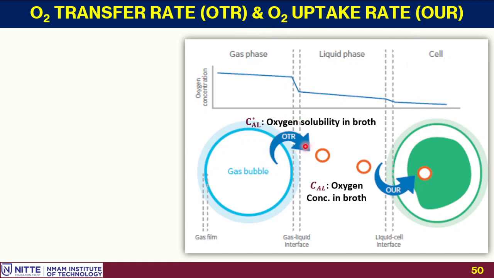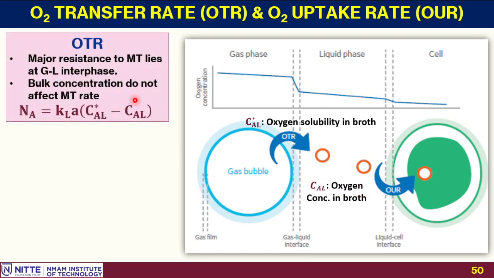Now let us relate OTR and OUR. OTR, from the mass transfer concept, that is the convective mass transfer concept, the major resistance to mass transfer lies over here. This is the point where KLA is the important mass transfer coefficient that we have to consider, because KLA is very small compared to KGA. There is no resistance here at all. That means KGA is very, very large.